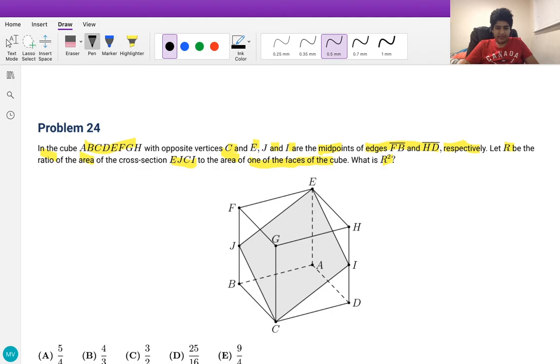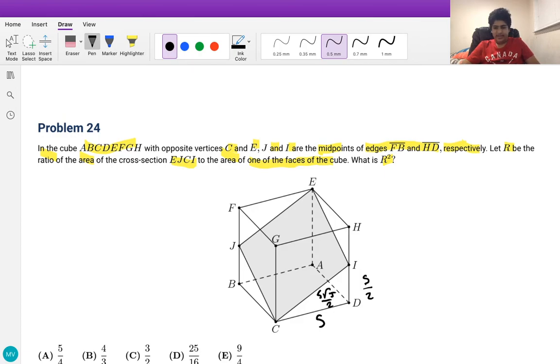Let's first denote the side length of the cube as S. So let's look at CD. Let's first find the length of CI, and we'll know the rest of them from there. So we know that CD is S, ID is S/2, because I is the midpoint. Thus we have that CI is going to be S√5/2.